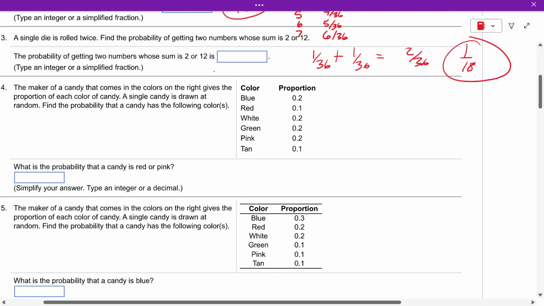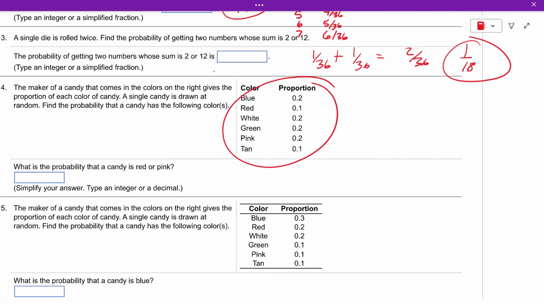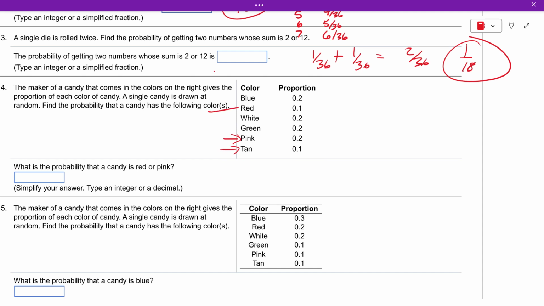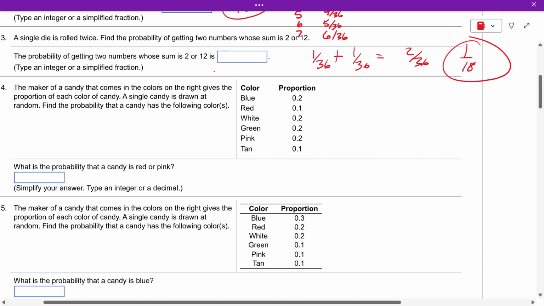A maker of candy comes up. So basically we're dealing with M&Ms. Okay. But usually they don't have pink M&Ms. But back in the day, they had tan M&Ms. Why? Because they said red M&Ms caused cancer back in the day. So they took out all the reds and they started making tan ones in its place. So when I was growing up, there was tan M&Ms and not red M&Ms.